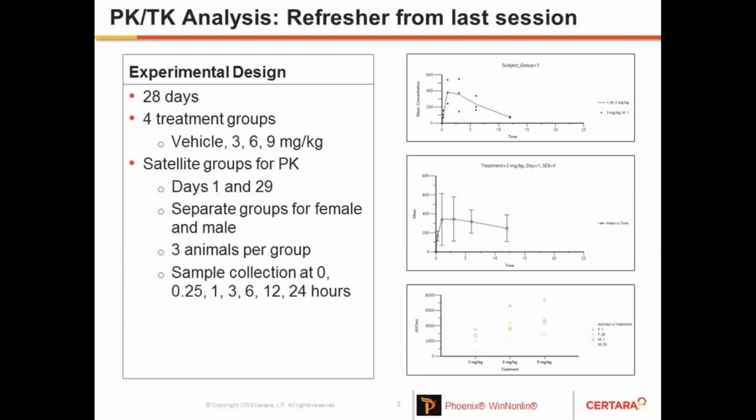All right. So yeah, just as a reminder of the example from last session, here are the details of the experimental design for an 28-day study in rats with 4 treatment groups and satellite groups for PK. On the right-hand side, just to illustrate some of our plots that we created during last session, an individual plot on top, summary plot in the middle, and on the bottom, how the AUC relates to the different treatment options. Can you go to the next slide, please?